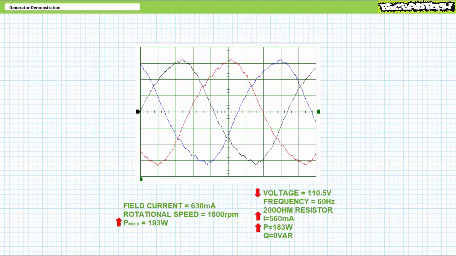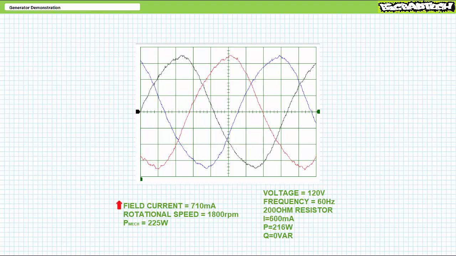Again, a solution to this disturbance is to increase field current. At roughly 710 milliamperes of field current, voltage magnitude stabilizes at the desired 120 volts. All is well, but now consider what happens when this load is suddenly disconnected.